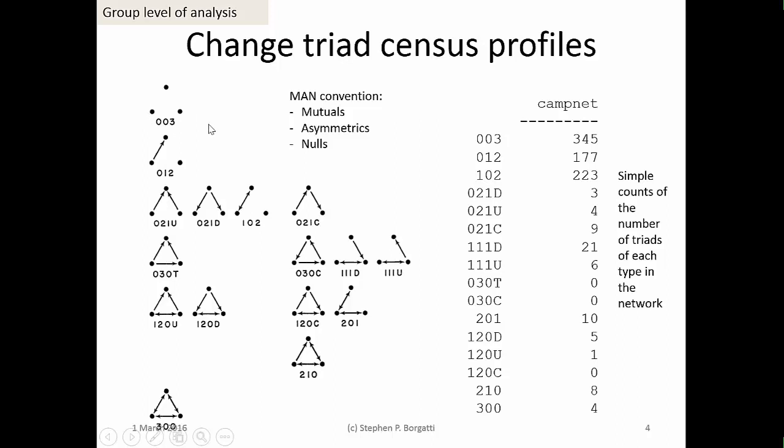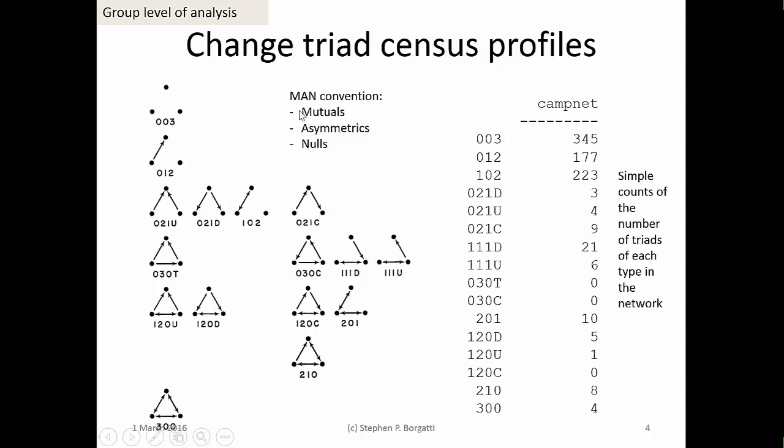That's actually the most common kind of triad in almost any network. Take 3 people at random, they have no ties with each other, unless it's a really small network. The naming convention is MAN: mutuals, asymmetrics, and nulls. There are no mutual ties here. A mutual tie is one that has a double-headed arrow like that.